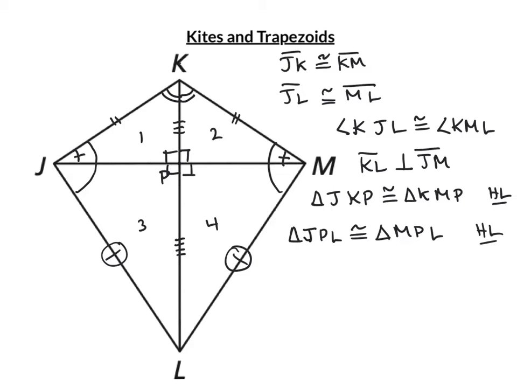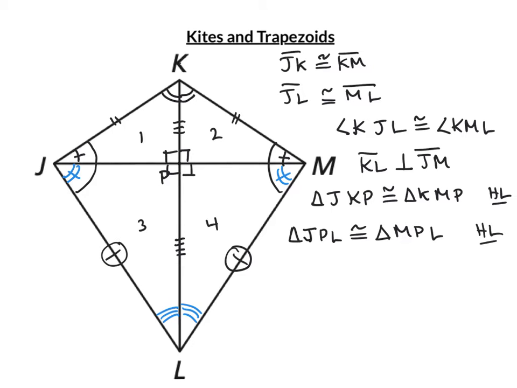That gives us some other angles congruent. We know that this one is congruent to this one. Angle PJL and PML. And lastly, angle JLP and angle MLP are also congruent. We got a lot going on in that picture, a lot of congruent parts and congruent triangles.